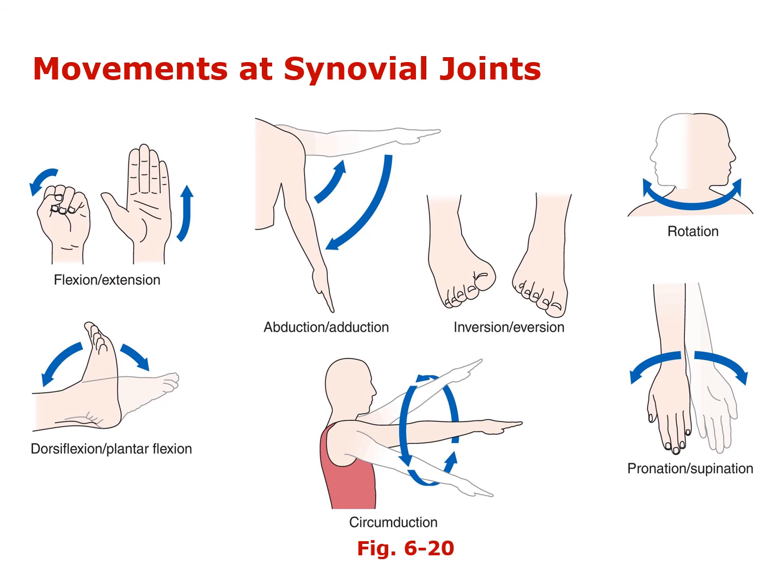Now, circumduction: you take your arm and make it go in a circle. Circumduction. And my personal favorite movement of joints is going to be pronation, supination. Pronation, supination, like I'm holding a bowl of soup. Pronation, supination. Pronation, supination.